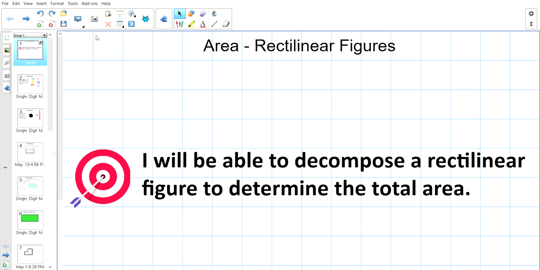If you do not have a pencil and paper in front of you, please pause the video and get the materials you'll need. Our target for today is, I will be able to decompose a rectilinear figure to determine the total area.